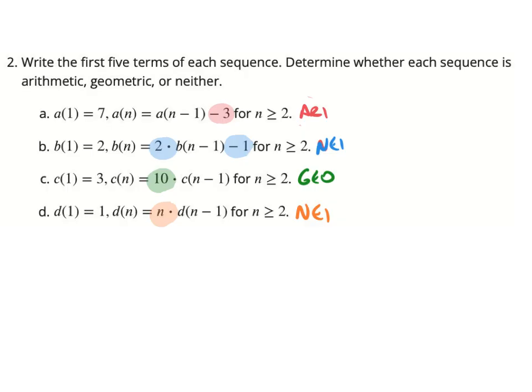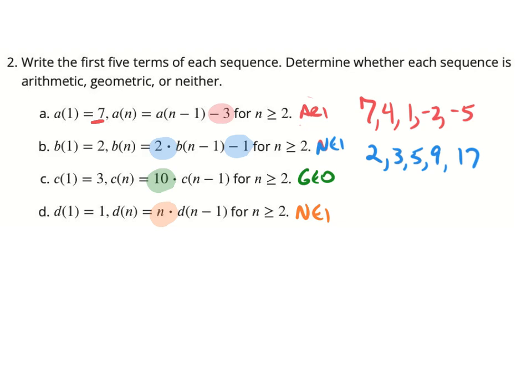Now, let's calculate the terms. The first term is 7. 7 minus 3 is 4, is 1, is -2, is -5. All right, that was easy. The next one, 2n minus 1. We start at 2. 2 times 2 is 4 minus 1 is 3. 3 times 2 is 6 minus 1 is 5. 5 times 2 is 10 minus 1 is 9. 18 minus 1 is 17. Wow, y'all thought this was going to go 2, 3, 5, 7, right?